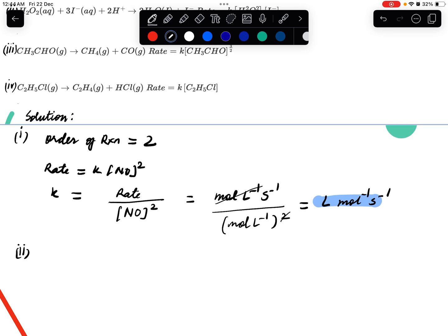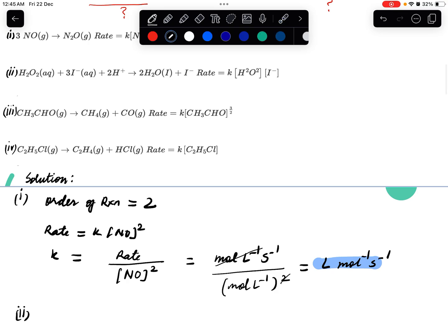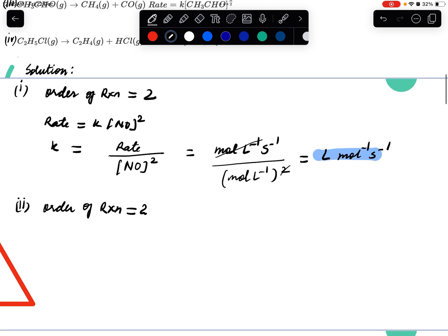In the second example, have a look in the question. For this reaction, the rate expression is given as like this. For the first reactant, power is 1, and the second reactant power is again 1. Therefore, what we say, it is again the second order reaction. So order of reaction is again 2, and the dimensions of rate constant we will find out here.